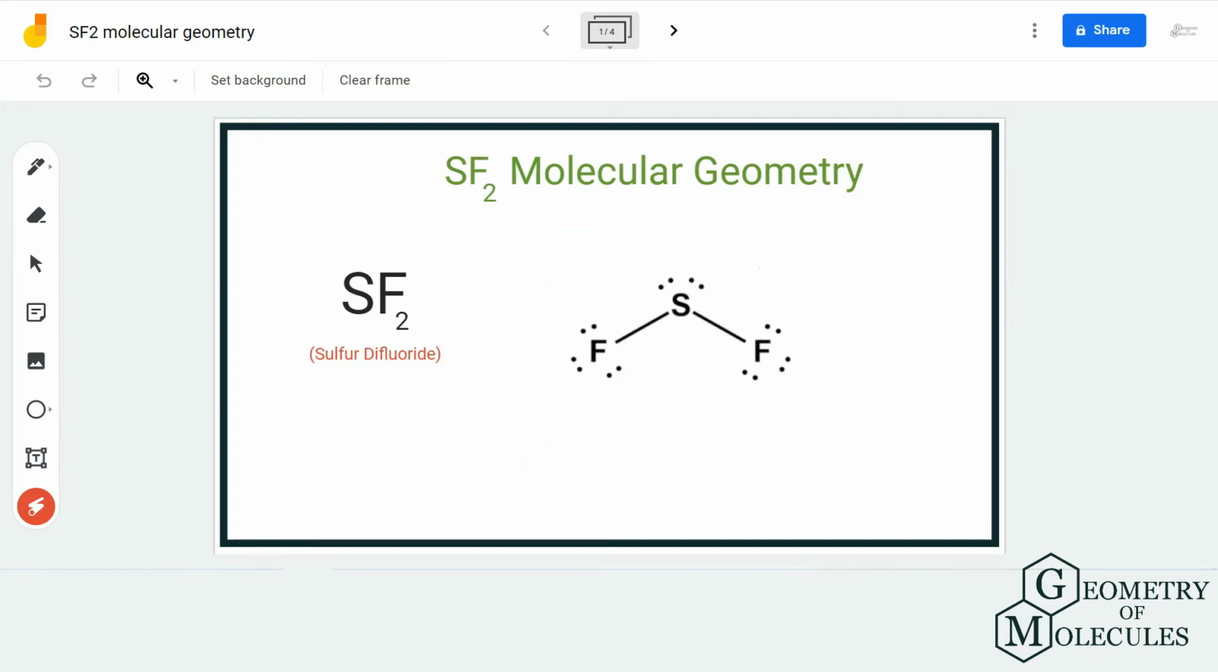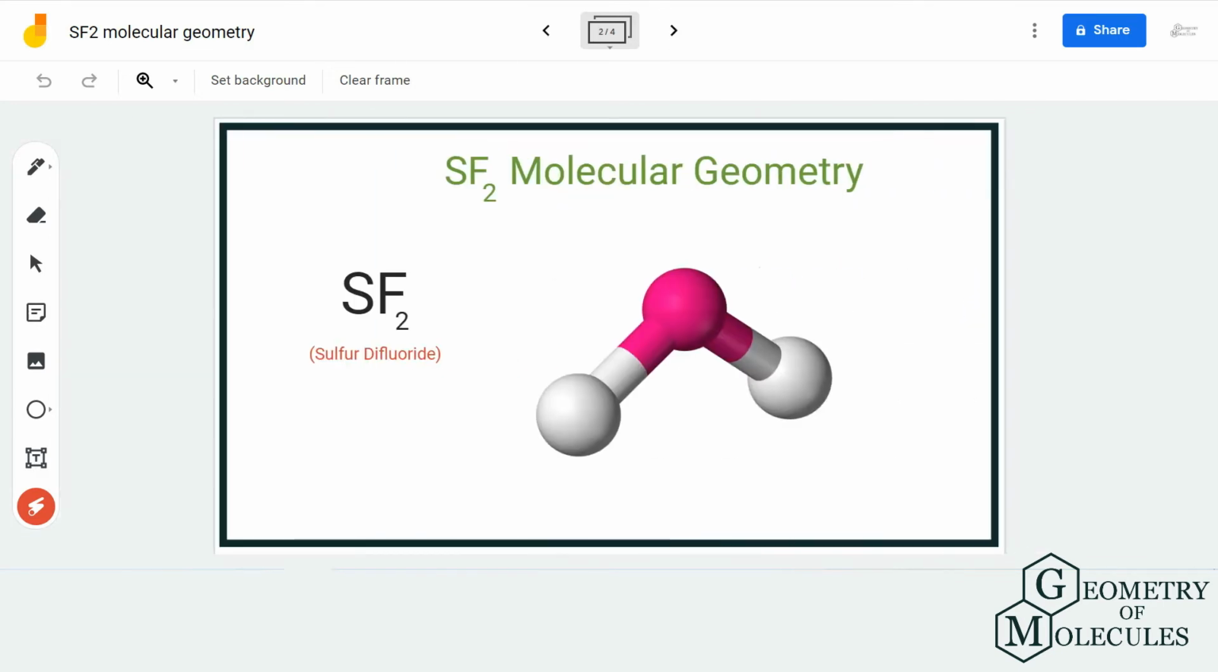So this is the Lewis structure of SF2, and the sulfur atom is forming two single bonds with two fluorine atoms, but besides that there are two lone pairs of electrons that we have to take into consideration while we are looking at its molecular geometry. So the Lewis structure does give an idea about the arrangement of electrons and atoms, but we have to check its shape to determine its molecular geometry.